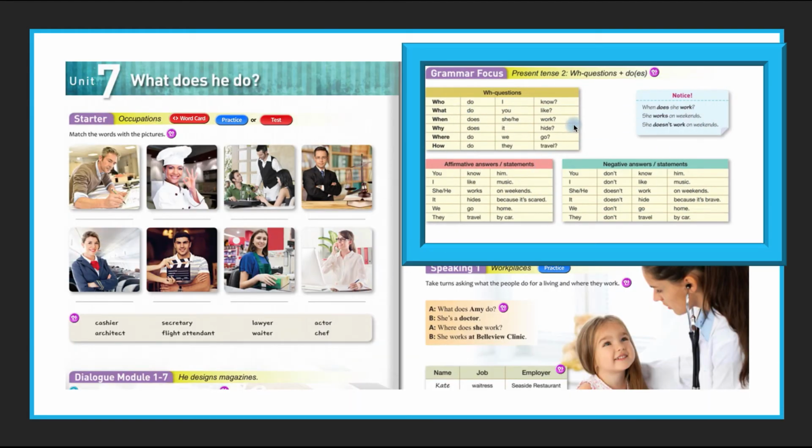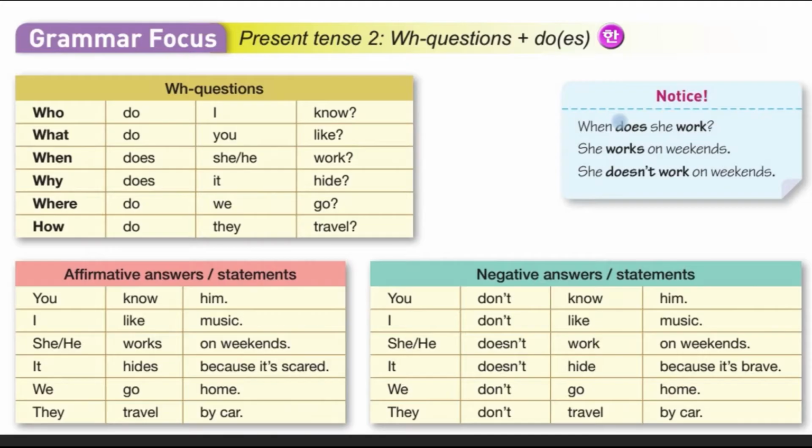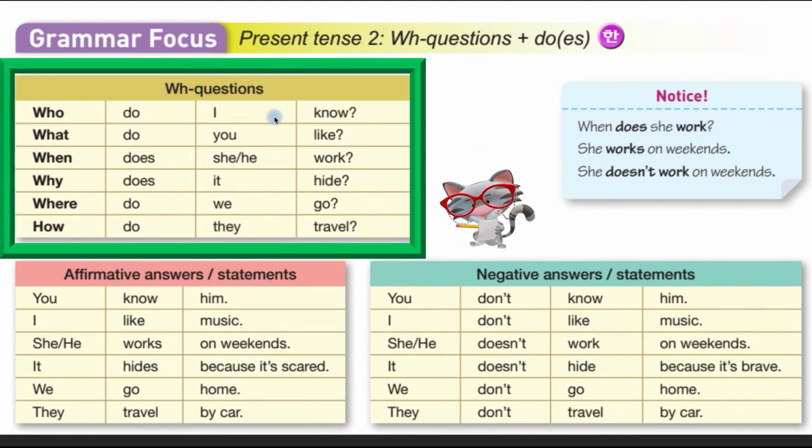Now we're going to look at this in the grammar focus. So we have grammar focus, present tense. Present tense is talking about things that repeat themselves continuously over time or are happening now. As it says, we've got a W plus an auxiliary do. So you can see over here the W questions. Let's look at them a bit closer. And then you've got down here affirmative answers and negative answers.